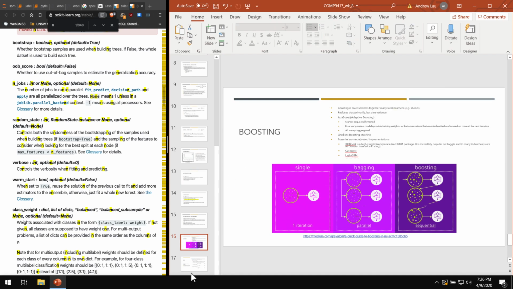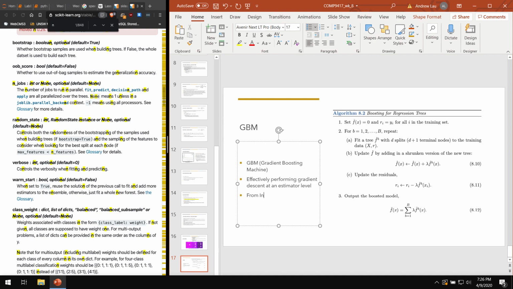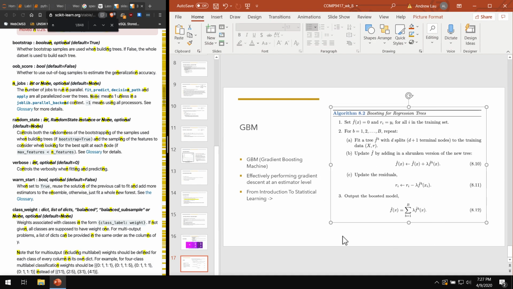Now, GBM, this is another form of boosting that they talk about. So this is from Introduction to Statistical Learning. I took a screenshot from that textbook, Introduction to Statistical Learning, that I highly recommend. So the algorithm essentially, it's sequential.